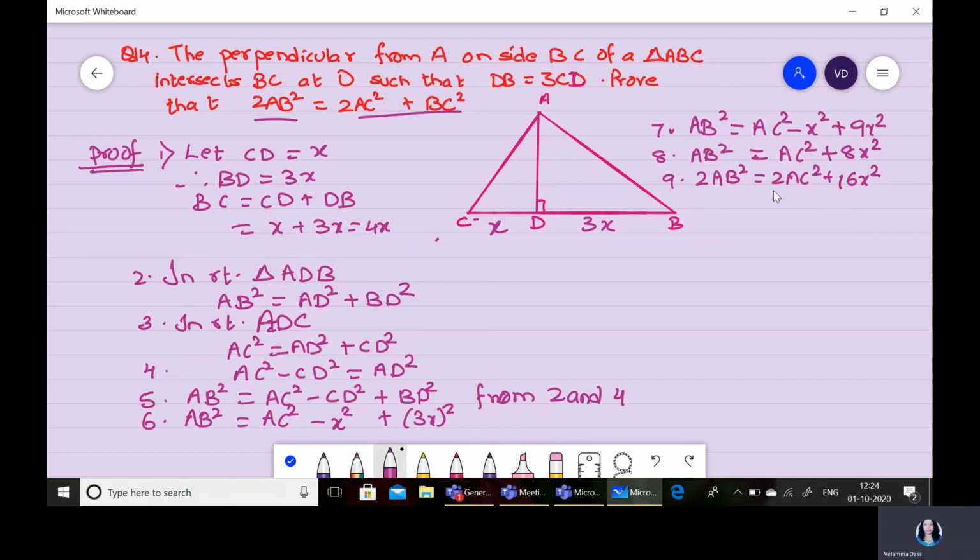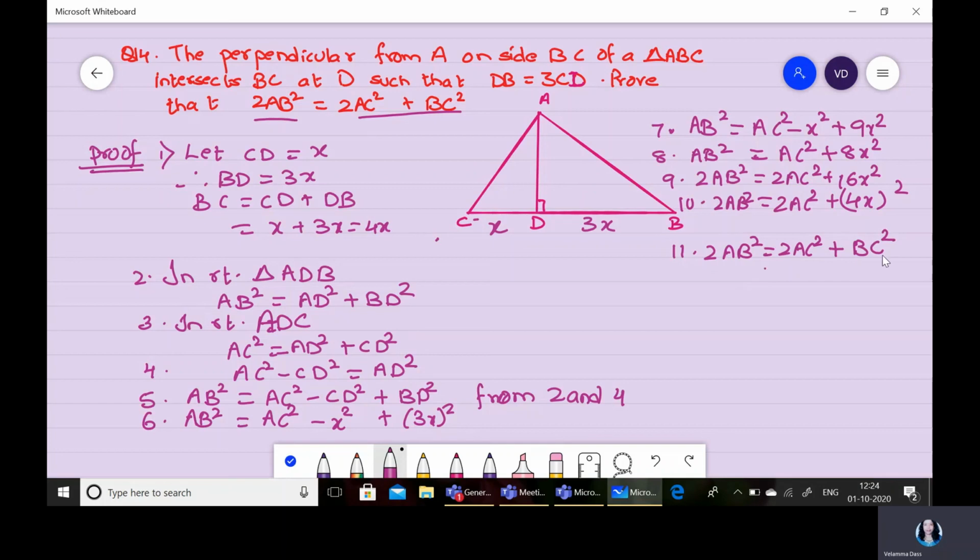I hope this is very clear. We are just trying to manipulate according to what we require. Now check, we have 2AB square, we have 2AC square and we want BC square. Now what is 16x square? Can I write? I know BC is 4x. So this can be easily written as 4x the whole square. So now it has become so simple that we got 2AB square equals 2AC square plus 4x, which can be written as BC square.